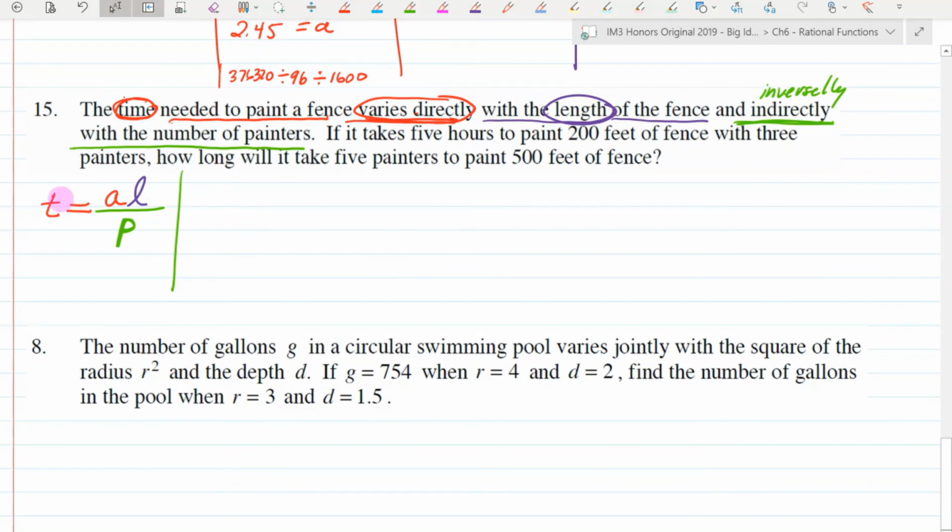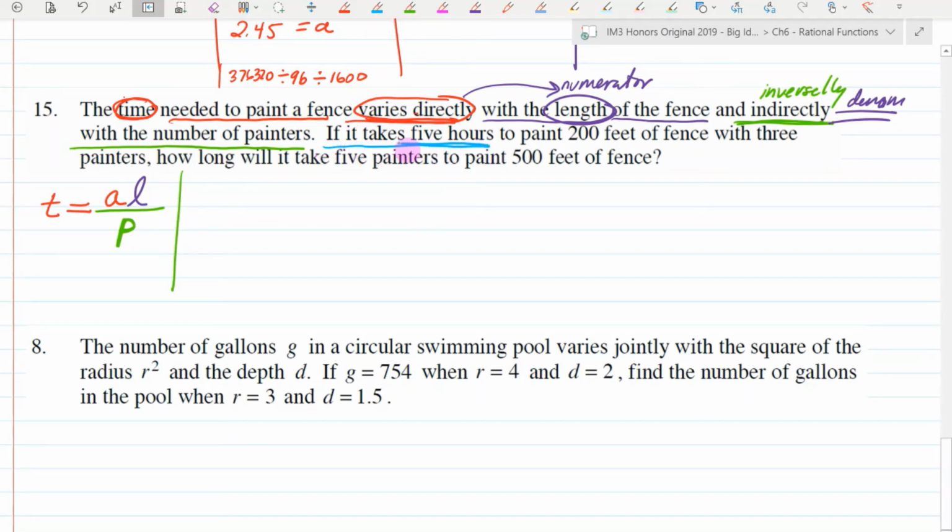Time varies directly. That's where your equal sign is. There's always an A on the other side of the equal sign, and the A is always in the numerator. Directly with the length. So anytime it's directly, that's in the numerator. Anytime it's inversely, it's in the denominator. And so now we're going to solve for A. So for the second part, we're going to solve for A.